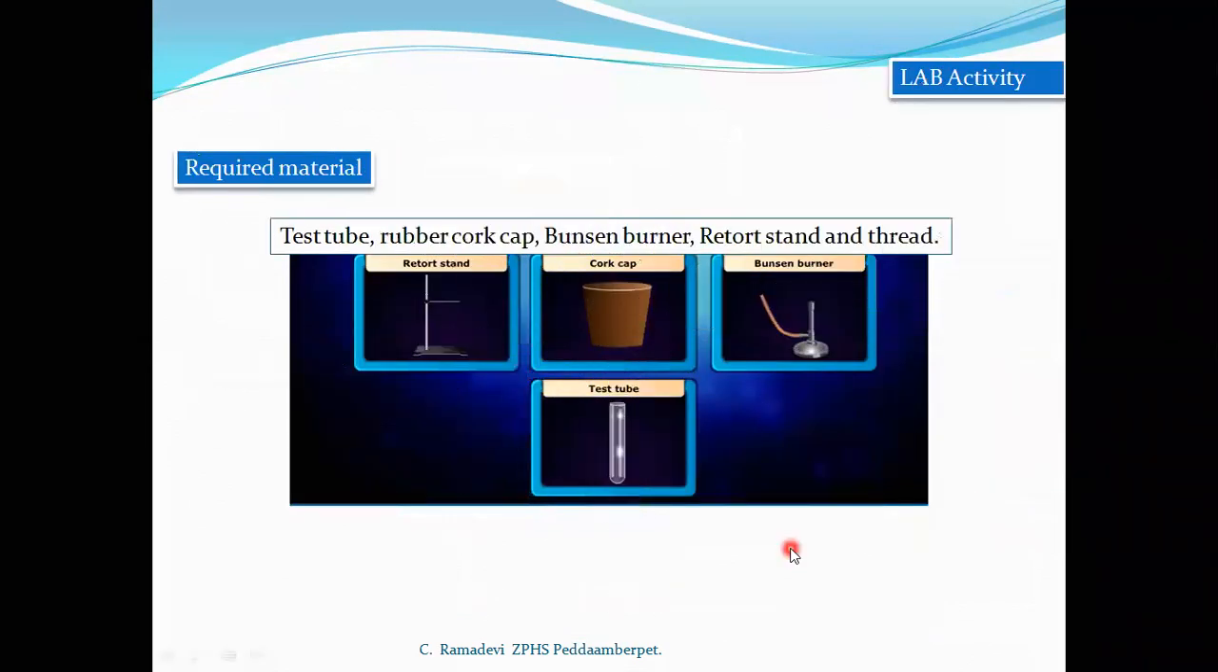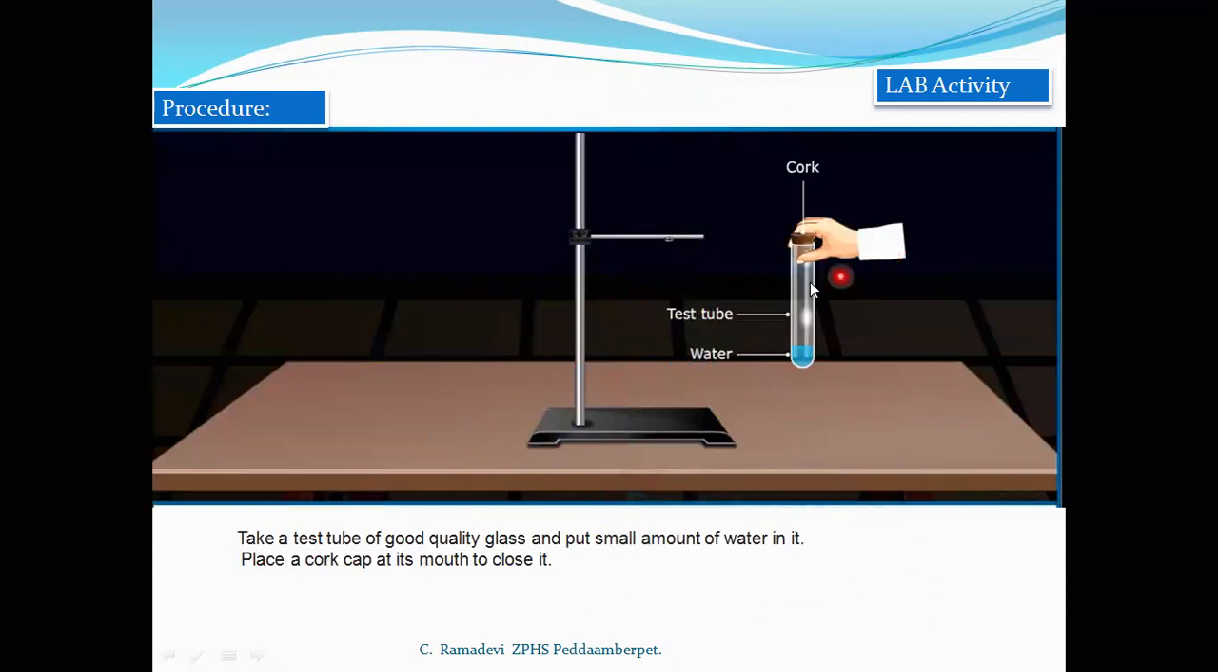To show this activity, what are the materials we needed? We need a retort stand, a cork cap, a Bunsen burner, and a test tube. And for tying this test tube, we need a thread. Now coming to the procedure, we have taken the retort stand and a test tube, taken some water inside it, and placed a cork cap at its mouth to close it.